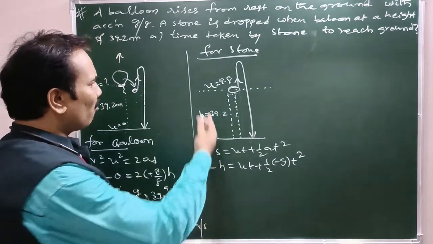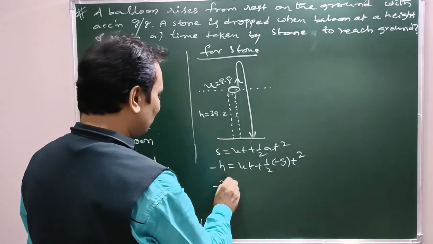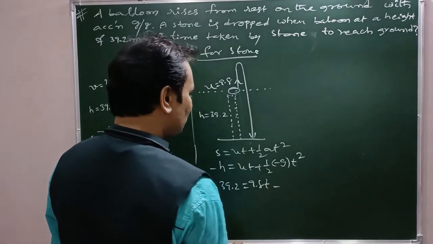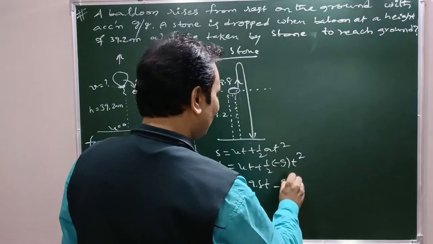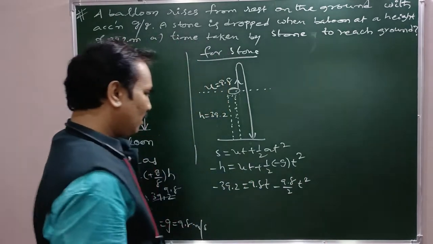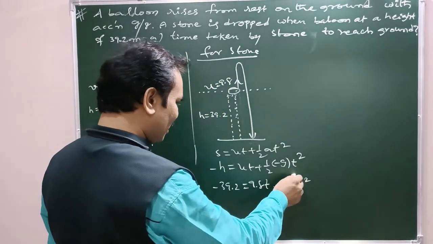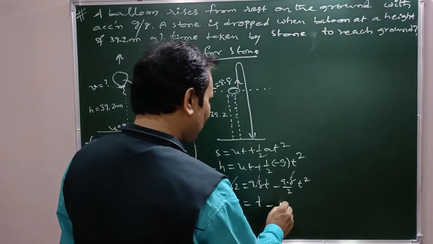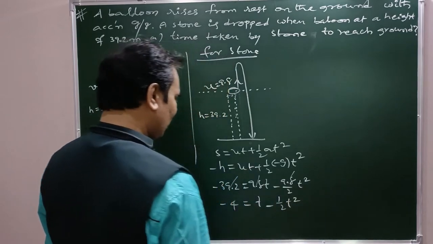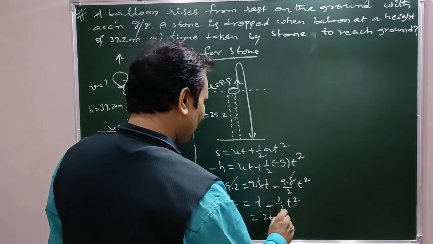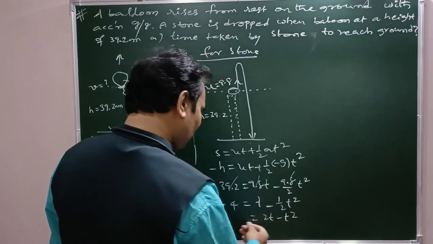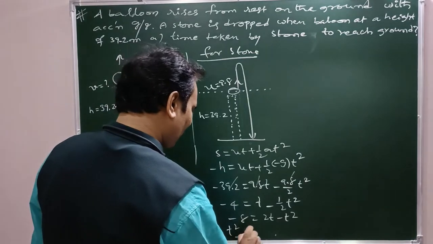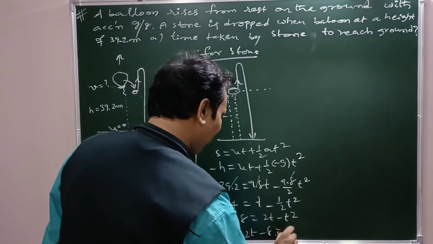Okay. Now minus H. H means what? 39.2. U is 9.8 into t, plus or minus, minus g, 9.8 by 2 into t square. Right? Now 9.8 here. Minus 4 equal to t minus 1 by 2 t square. That is take LCM. 2t minus t square by 2. 2 goes this side, that is minus 8. That is t square minus 2t minus 8 equal to 0.